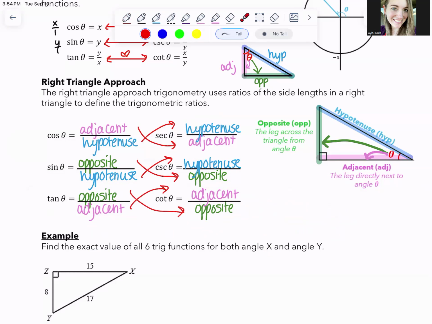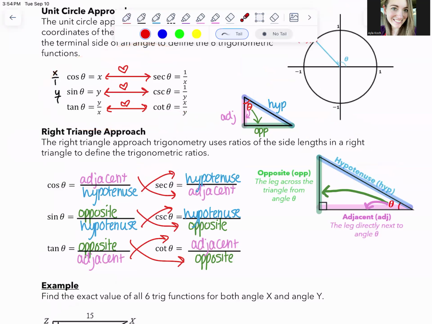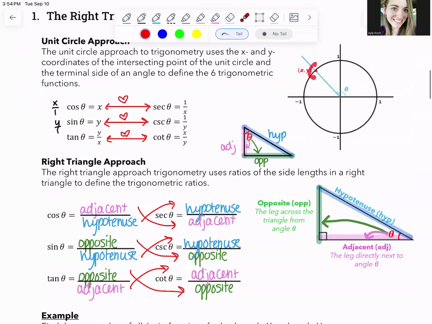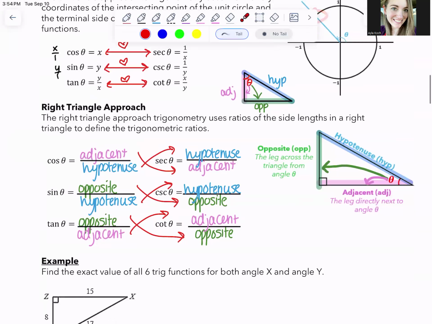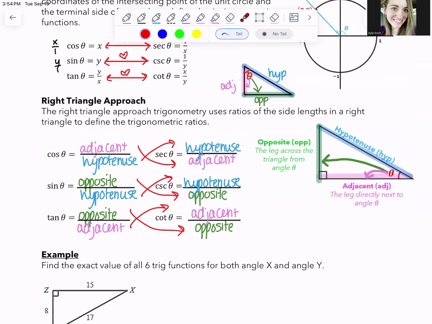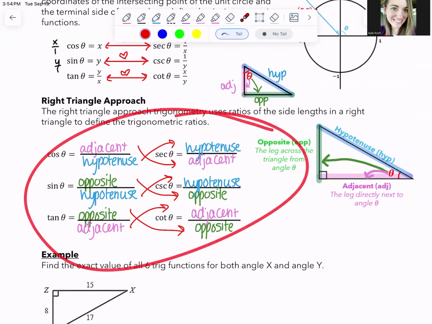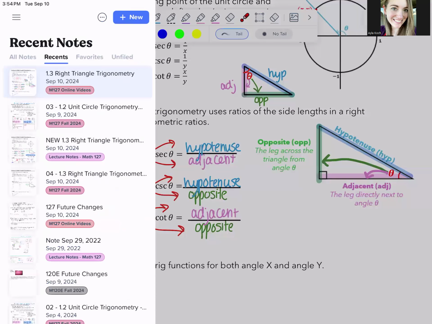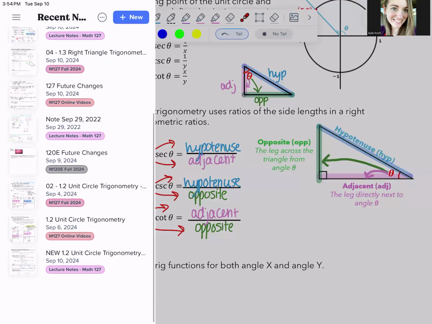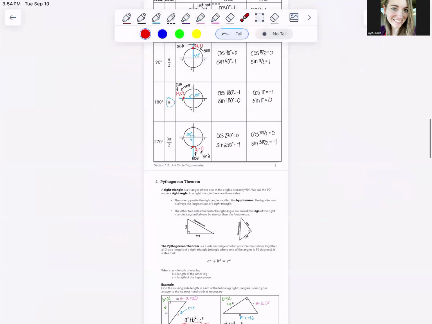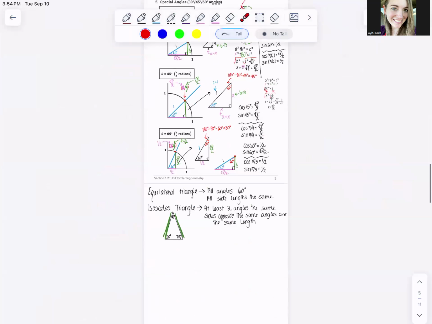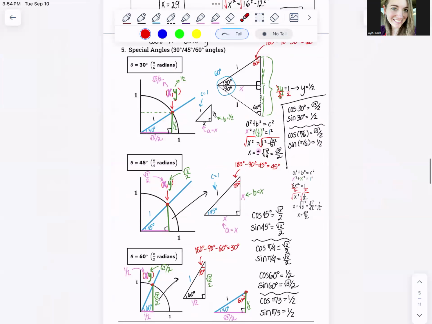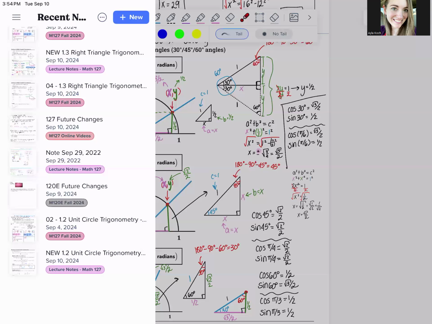So in the same way that we defined these trig functions using the coordinates on the unit circle, we can also define those same trig functions and get the same values using this math right here. And in fact, when we were doing section 1.2, we used triangles to find those coordinate points in the first place. So trig is all about triangles.